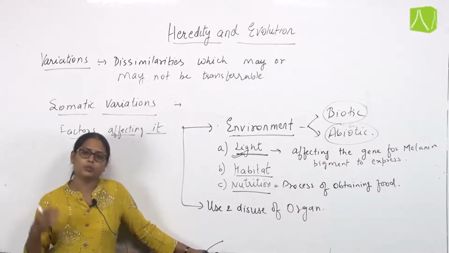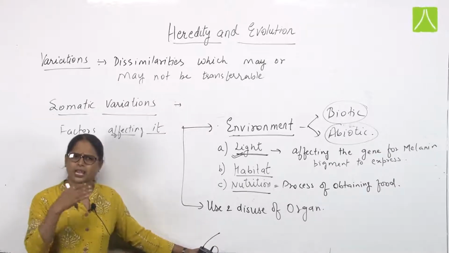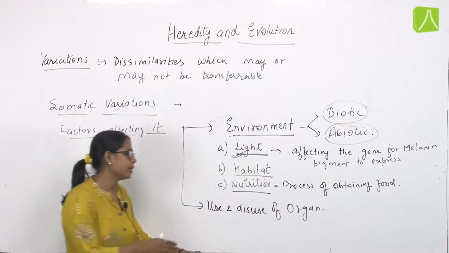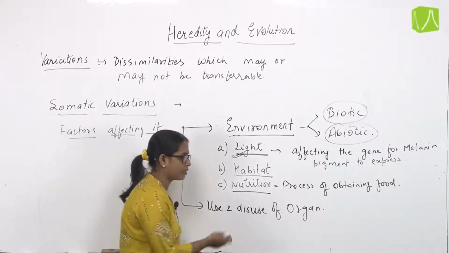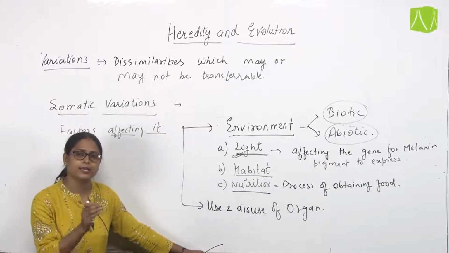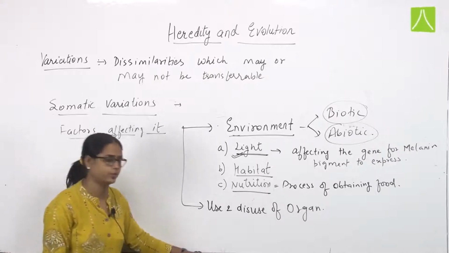Basically, whether you are using a particular organ or not using that particular organ, the characters are not transferable from one generation to another generation. So that is also a factor. That means if you are using a particular organ more, then that character is limited to that generation only. It is not transferable to the next generation.